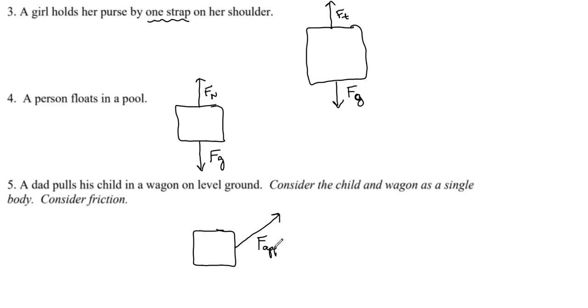There is also, of course, the normal force because the wagon is on the ground. So we have the normal force acting in the up direction. And then we also have the force of gravity acting in the down direction. And then remember, we have to consider friction. So there is friction that's acting opposed to the applied force in the direction behind the wagon. So we have the force of friction going in that direction.